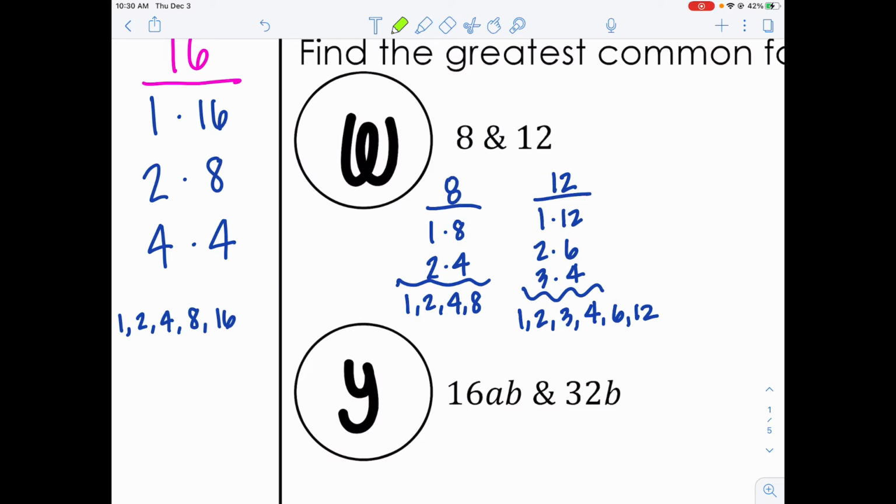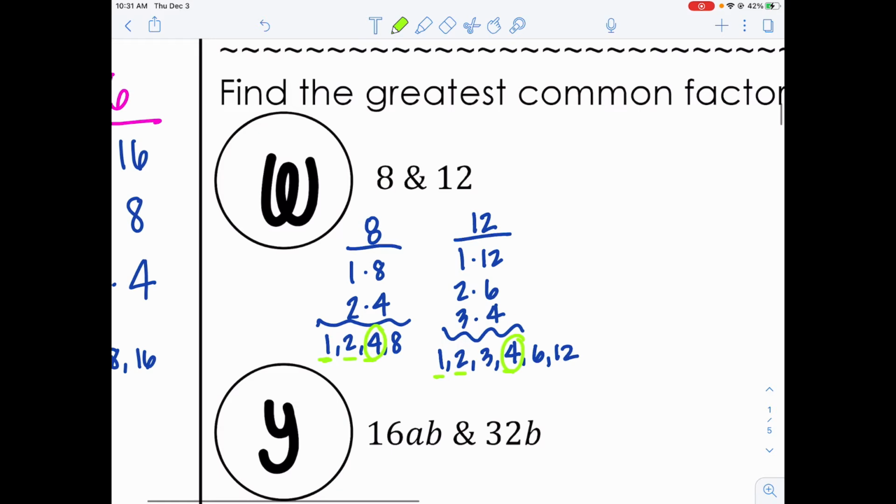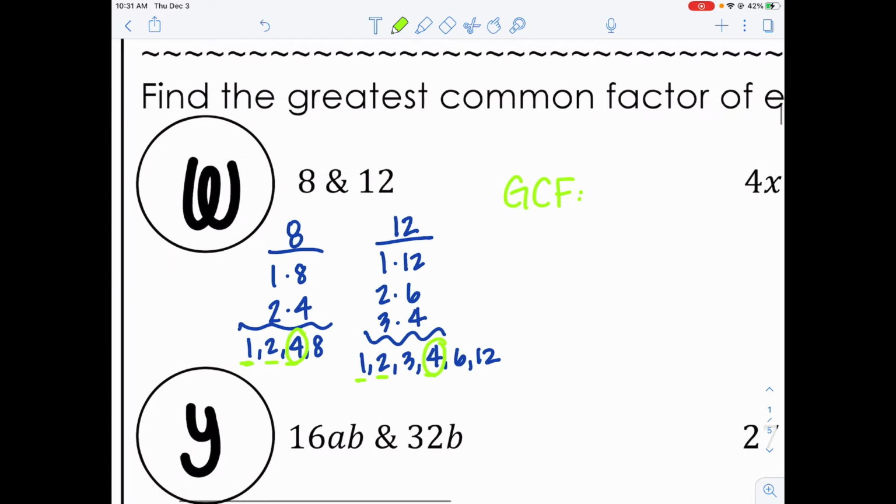Now, between the two lists, I see that they have multiple factors in common. They both have a 1, they both have a 2, and they both have a 4. When you are looking for the greatest common factor, you are looking for the biggest number that can be pulled out of both of them. So between 8 and 12, the largest factor that I can pull out is a 4. So that means the greatest common factor between 8 and 12 is 4.